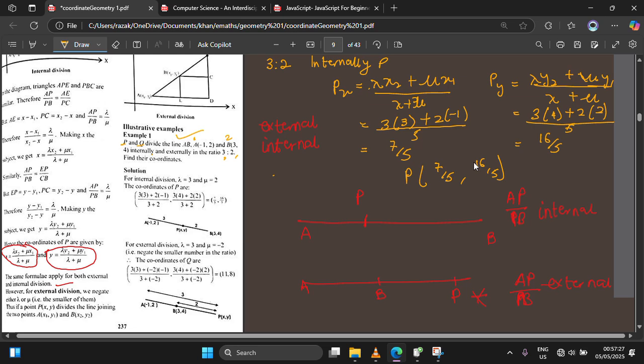That means that if I draw this AB that we're given here, with A here and B here and P here, and you measure AP, the magnitude of AP, and divide by the magnitude of PB, then the answer will be 3:2. Right, so that is it for internally. Let's see for externally.